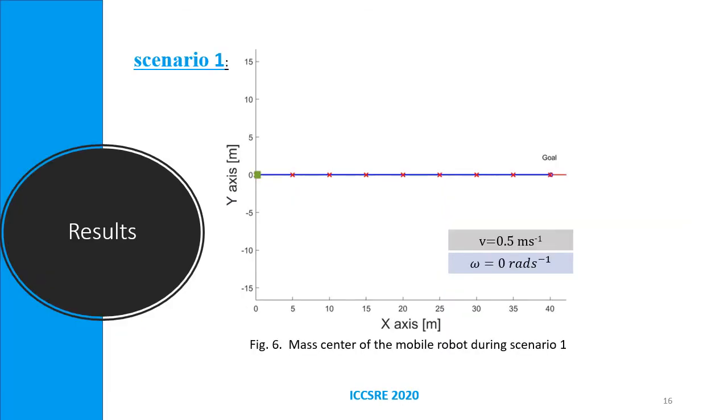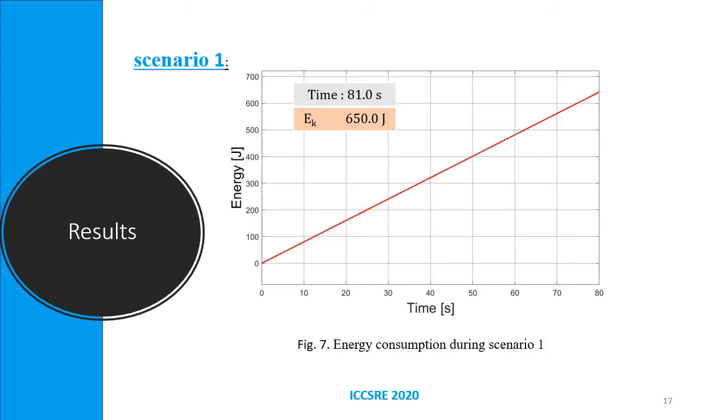In this section, three scenarios will be presented. In the first scenario, a straightforward path is considered. In this case, the mobile robot is located along the x-axis at (0, 0) and tracks the path as shown in this figure, with the linear reference velocity equal to 0.5 meter per second, and the angular velocity equal to 0 radian per second. Our simulation in Figure 7 shows that the time taken by the mobile robot from the start location to reach the goal is 81 seconds, and approximately 700 joules are needed to achieve the mission.